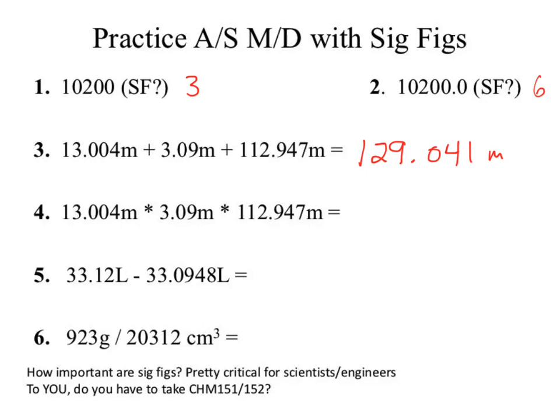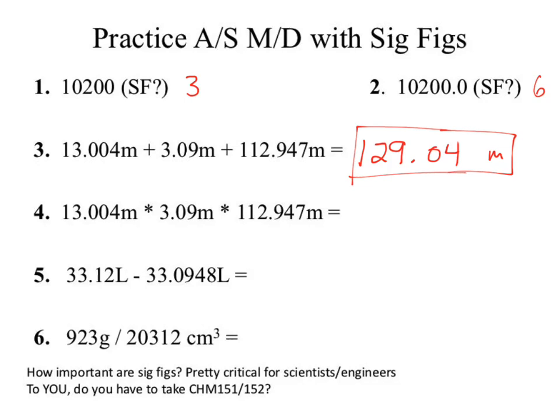I like that. The next number goes to the second decimal. Thousandths, or a third, which means our answer needs to get reported to the second. I'm only allowed to say 129.04. That 1 has to disappear from my answer. Does that make sense? Now, did you want the number of sig figs in that answer, or did you want that answer? I just wanted the answer reported to the proper number of sig figs.